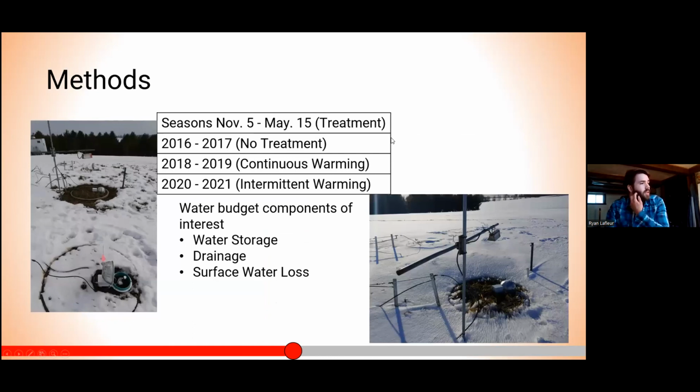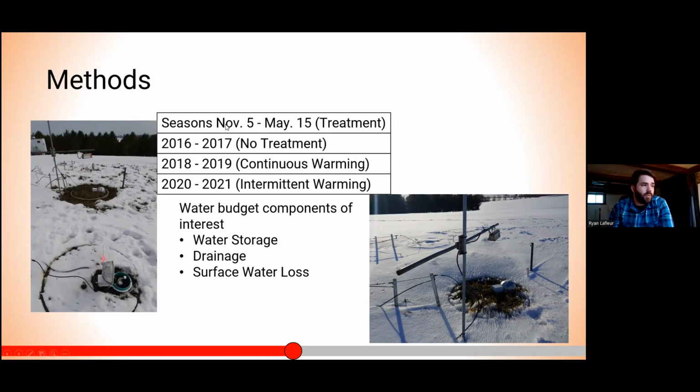All right, and so what we ended up doing was we applied these ceramic heaters that you can see here and here. For the continuous warming treatment, we just had them on all winter long. And then for the intermittent warming treatment, we tried to time the melting of the snow with the natural cold fronts that come through during the season, to let it warm up and then have no snow, no insulation, as the cold came through.